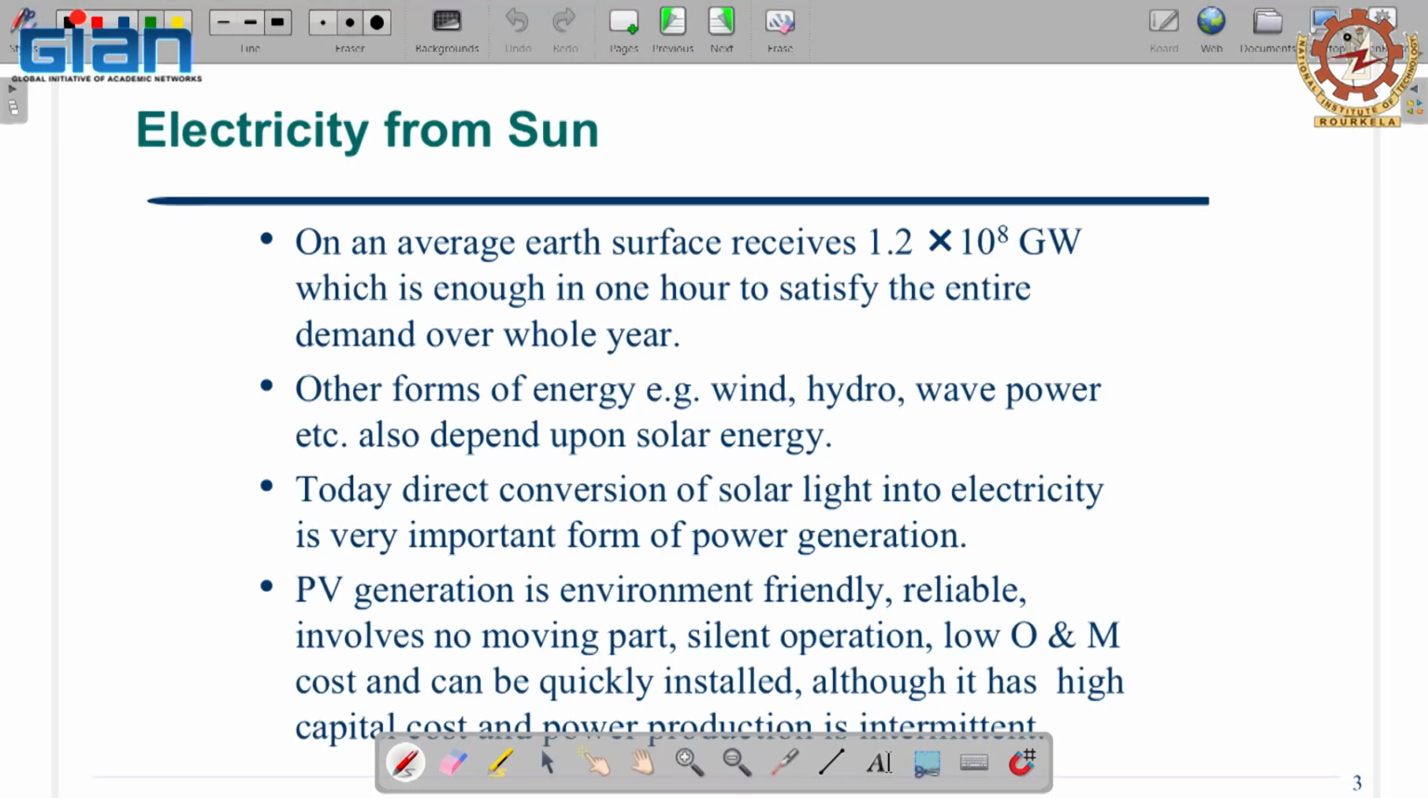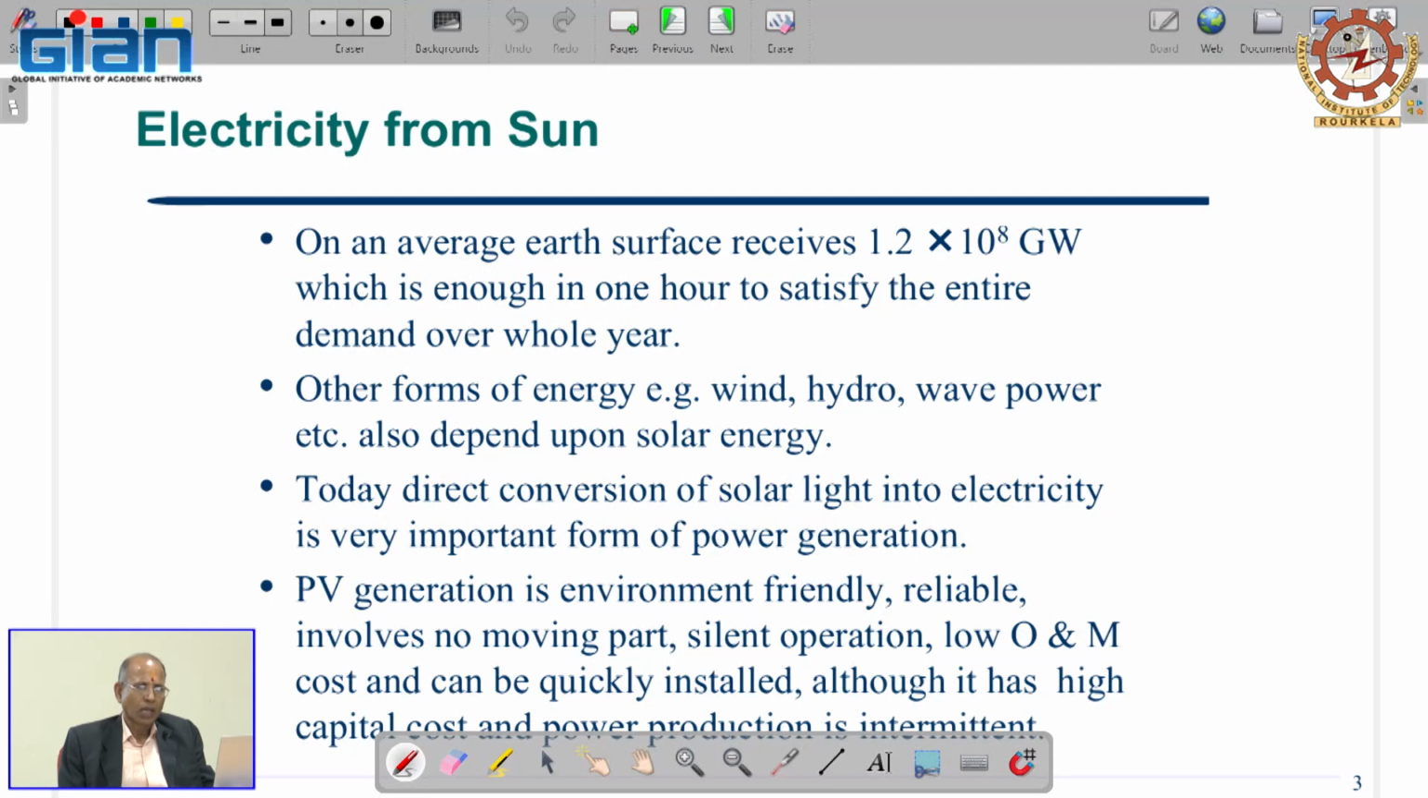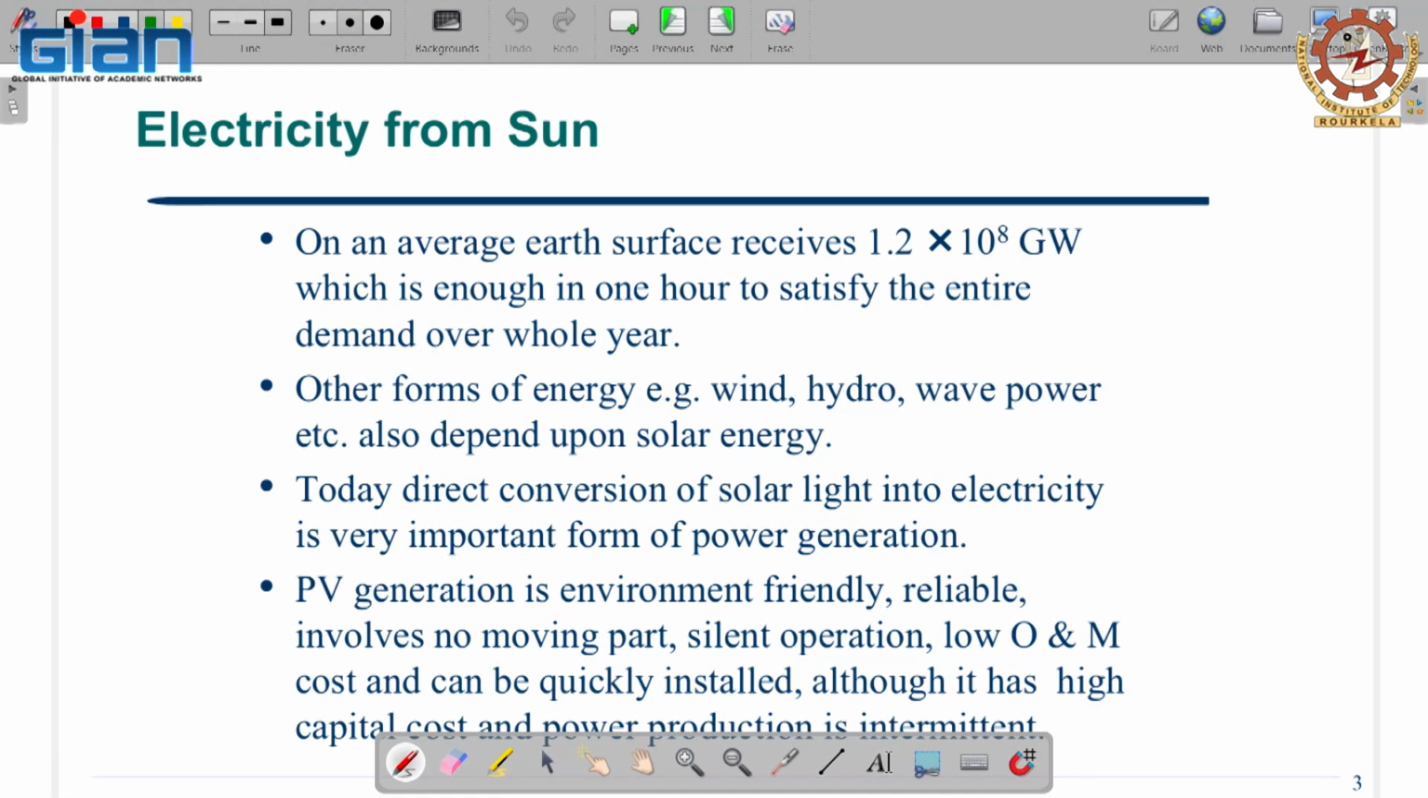I'm not an expert in the area, but I am just trying to cope. You'll agree that whatever we study in physics or science, wind, hydro, wave power, etc., directly or indirectly depend upon the sun. Of course, we talked about this in the first lecture as well. How convenient it is to generate electricity. It is the most convenient form of generation of electricity. Do you agree or not? It is the most convenient.